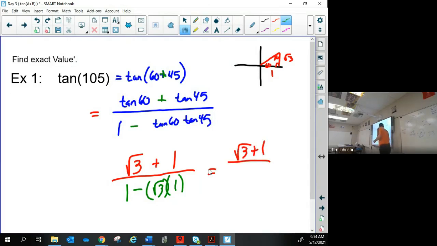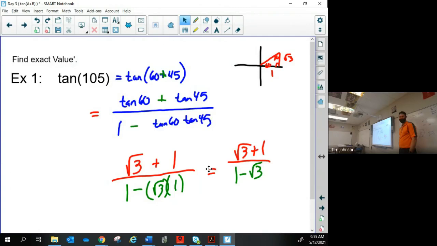All right, denominator here, I got 1 minus the square root of 3. That's not my answer though. Why is that not my final answer?